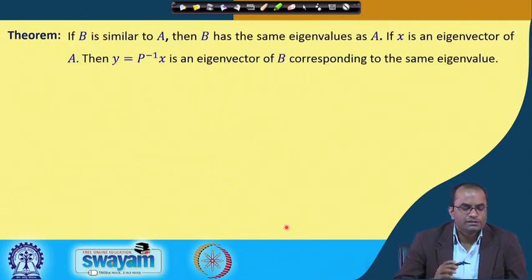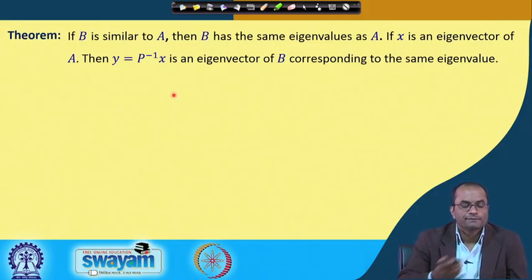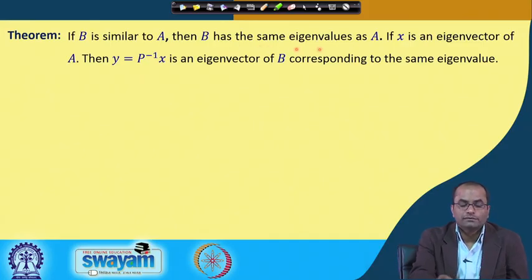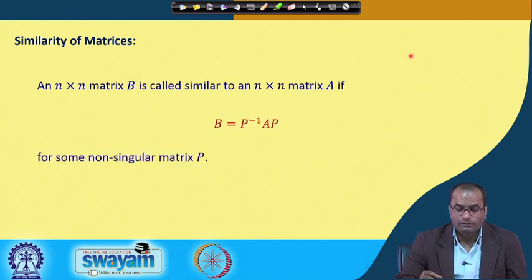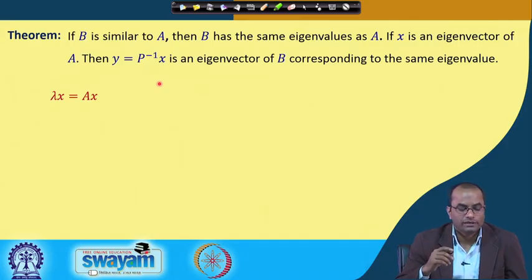So, today we will see that if B is similar to A, then B has the same eigenvalues as A, and if x is an eigenvector of A, then y equal to P inverse x is the eigenvector of B corresponding to the same eigenvalue. So, meaning if we know the eigenvalues and eigenvectors of one, we can get the eigenvalues and eigenvectors of the other. In fact, they have the same eigenvalues, and the eigenvector will be just P inverse x, where P we have introduced already in the similarity definition.